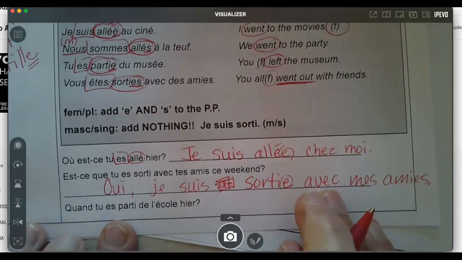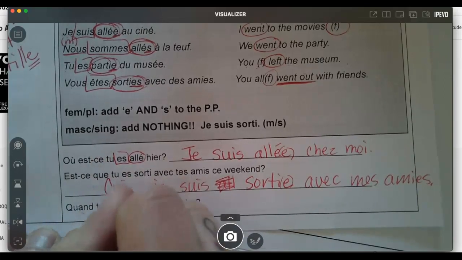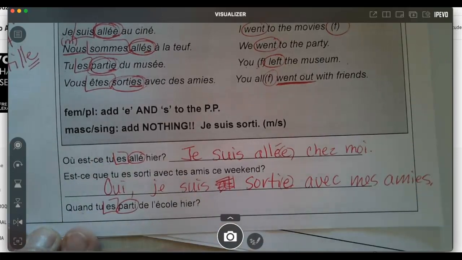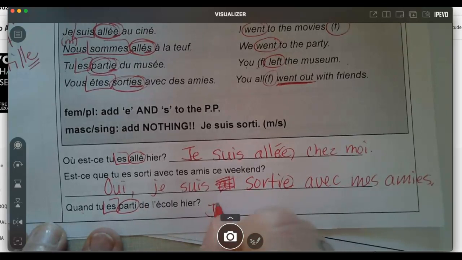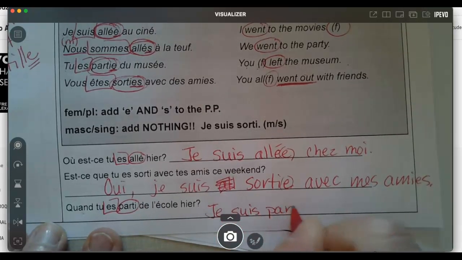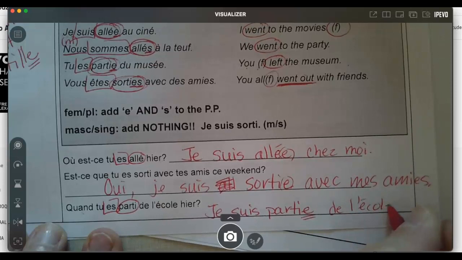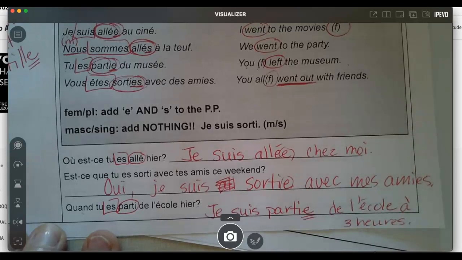There you go. Quand, when, tu es parti de l'école hier? When did you leave? There's our helping verb. There's our past participle. From school yesterday. So I left. Je suis partie. I need to add an E. De l'école à 3 heures. Okay?